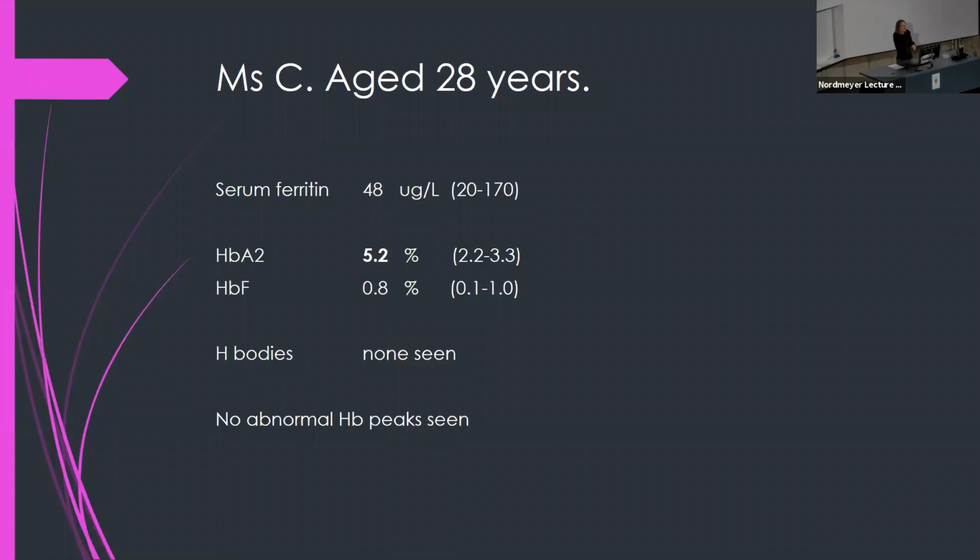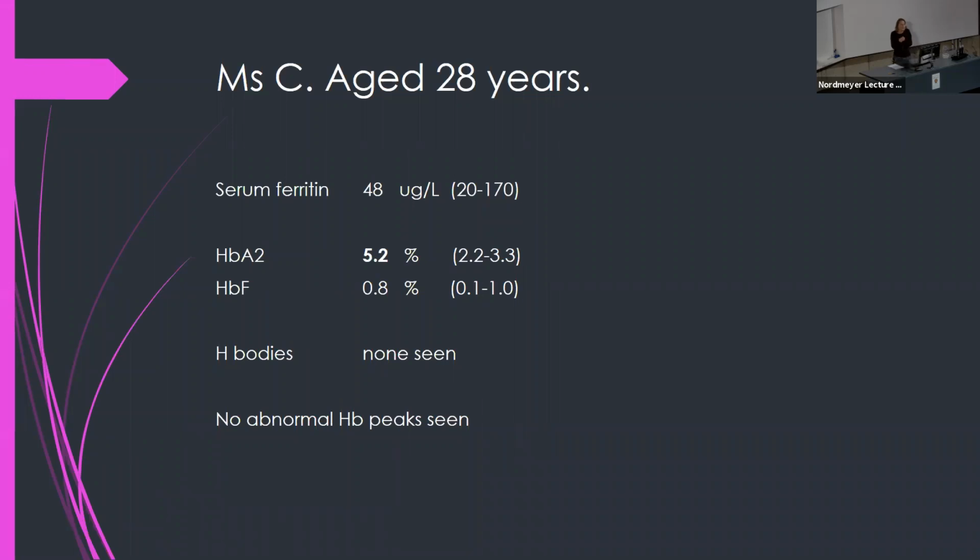If we think back to what hemoglobin A, hemoglobin A2, hemoglobin F are, hemoglobin A is alpha 2 beta 2, A2 is alpha 2 delta 2, and F is alpha 2 gamma 2 in terms of globin chain composition. The fact that there's an abnormal distribution of the hemoglobins means we're looking for a hemoglobinopathy. We haven't found an abnormal peak, so we must be thinking thalassemia.